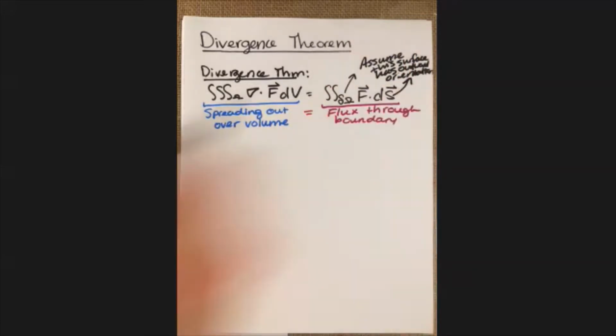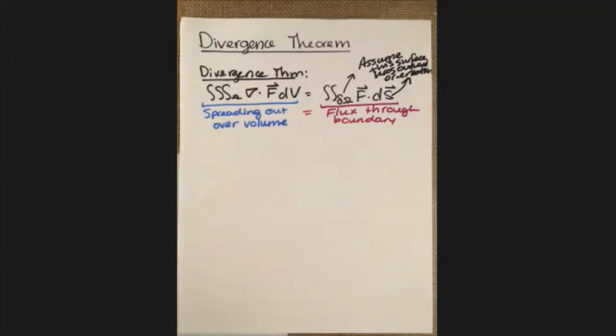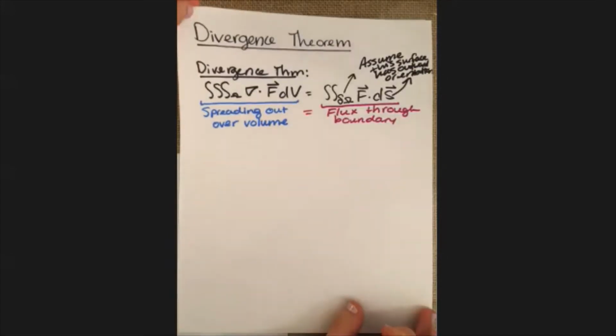It won't be specified if you get into these kinds of problems. You should just know that when you're working with the divergence theorem, you're going to want your surface to have an outward orientation. So let's go ahead and get started.